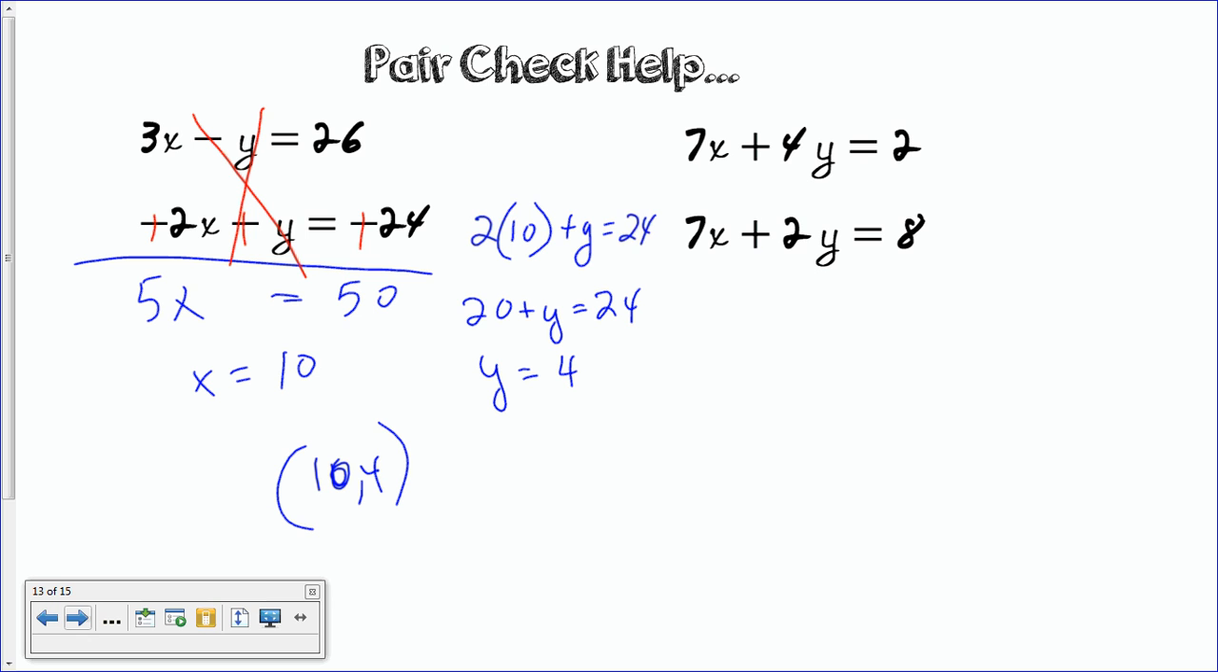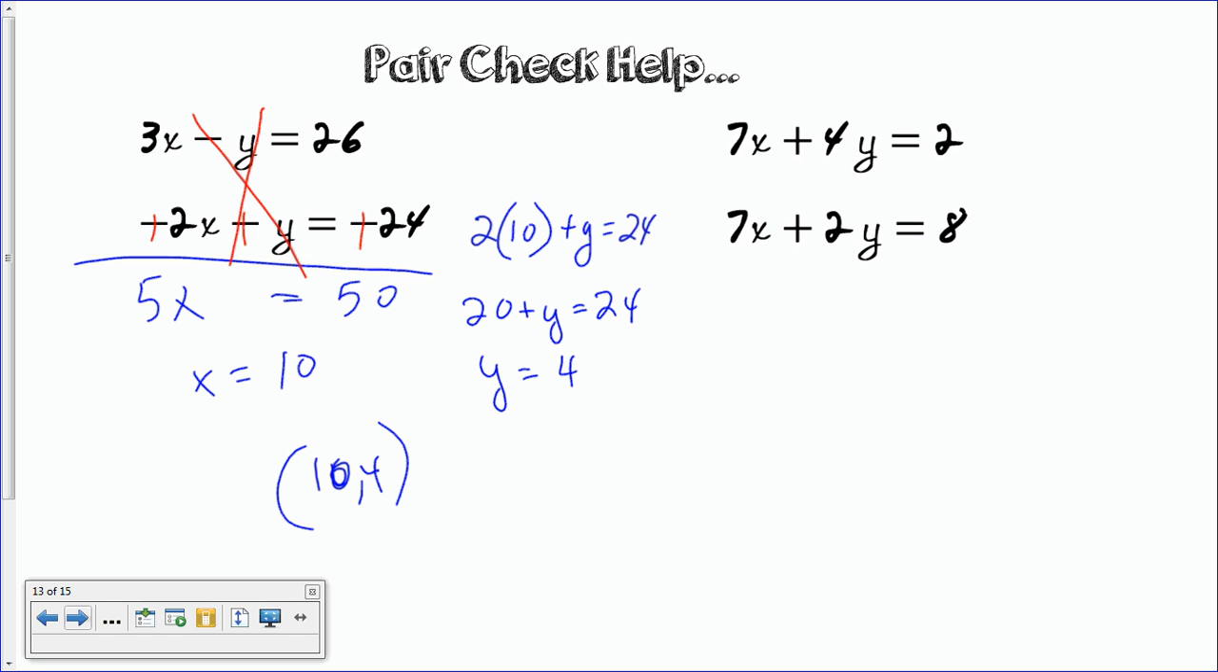Okay, what about the next one? Change the bottom one. So negative, cross that out, make that negative, make that negative, right? You sure you want to do the bottom one? Will there be a difference? No, probably not.